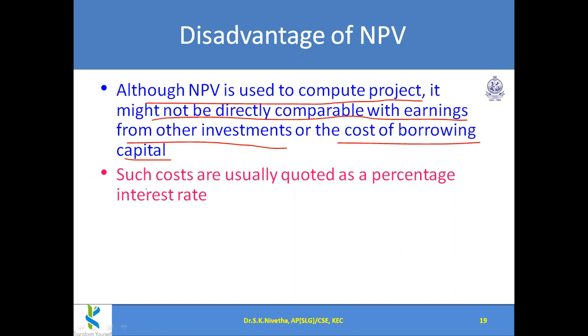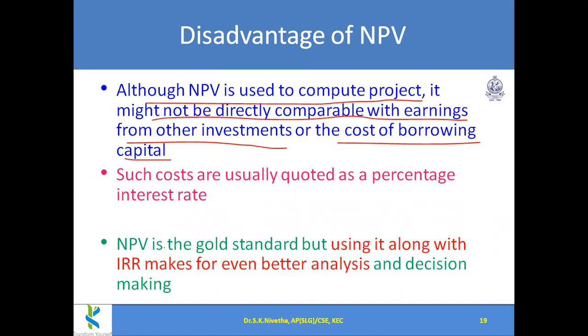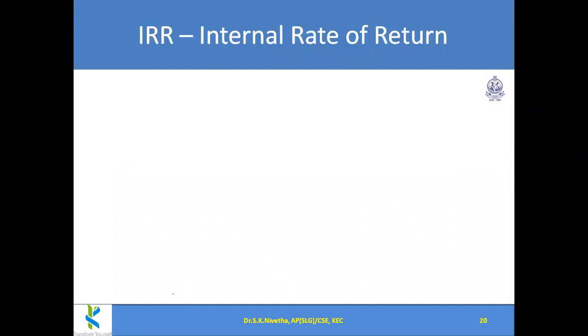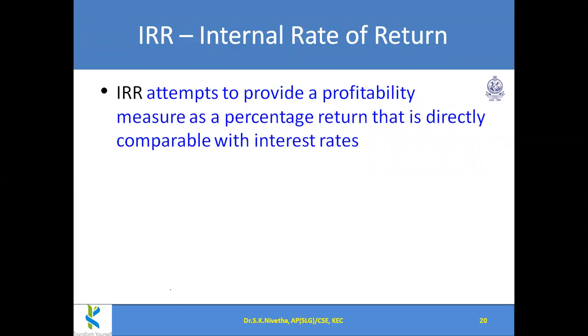NPV is a gold standard, but using it along with IRR, internal rate of return, makes for even better analysis, and we can have a good decision making. So internal rate of return, as I have given the definition already, it attempts to provide profitability measure as a percentage. Okay, it is not exactly like rate of return on investment. It is a little different.